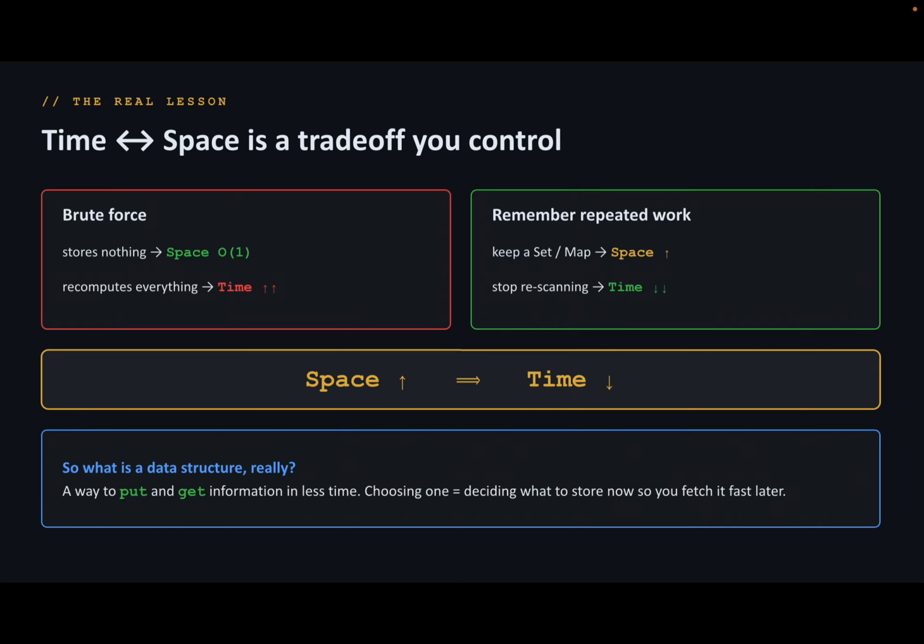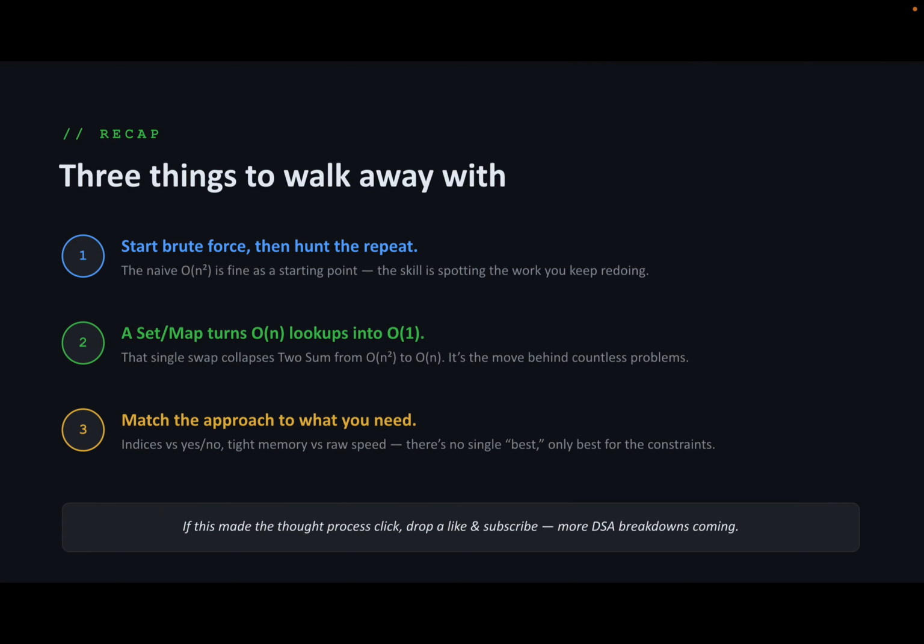The real lesson, the actual takeaway, is that brute force stores nothing and it pays for that in time. The second you store the repeated stuff, you are trading a tiny bit of space for a ton of speed, and that's literally what a data structure is. It's just a way to stash data so you can grab it fast later. And that one move, storing, is the thing that turns brute force into optimal every single time.